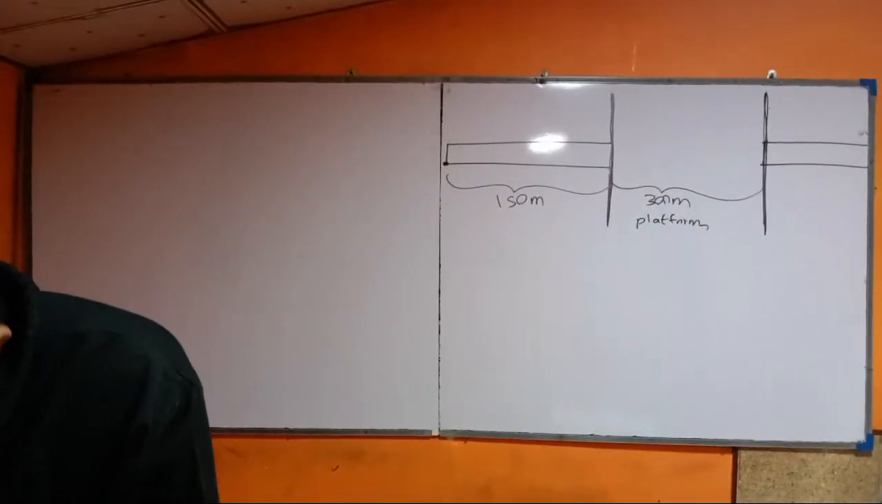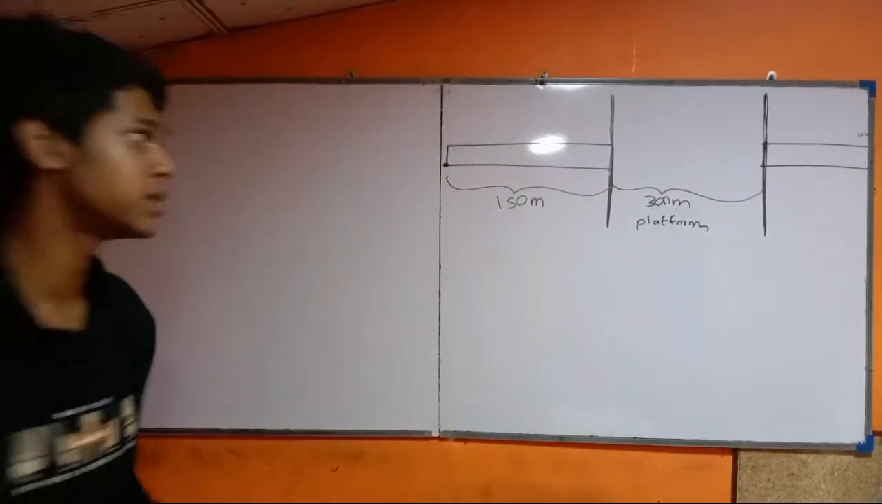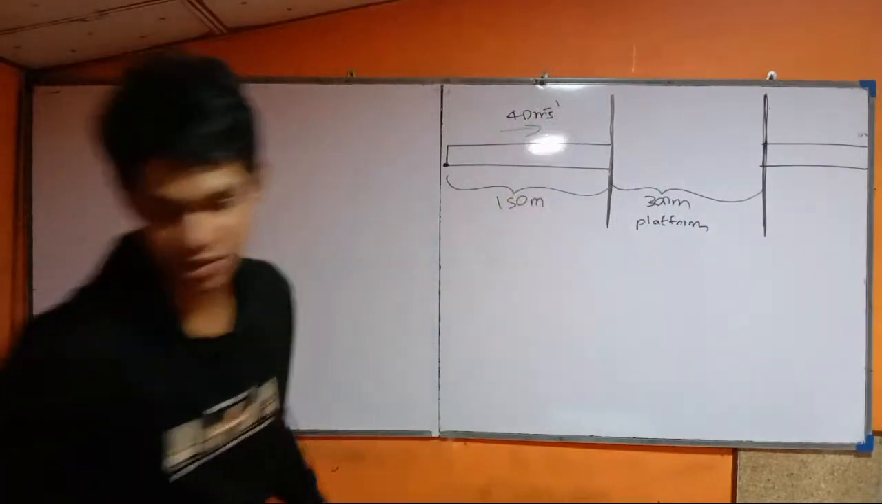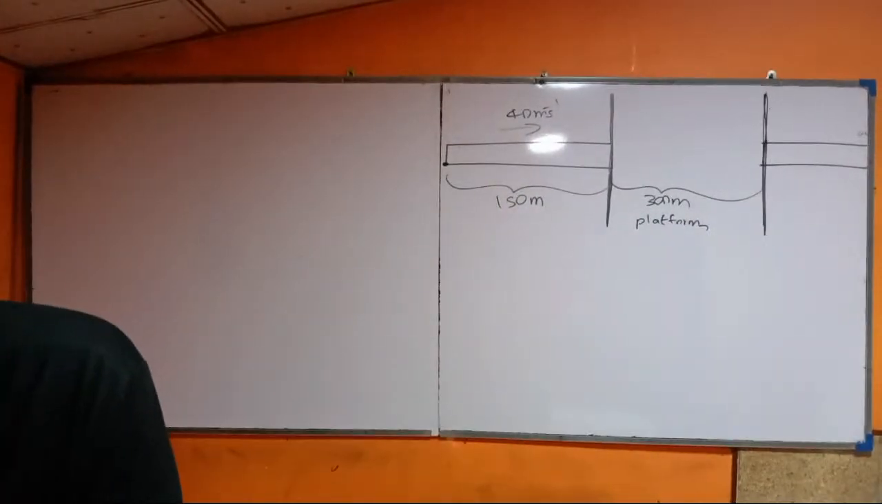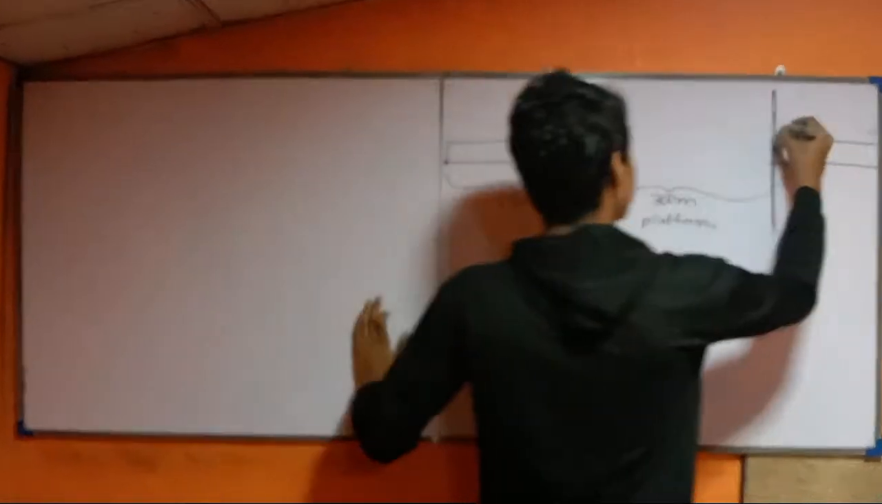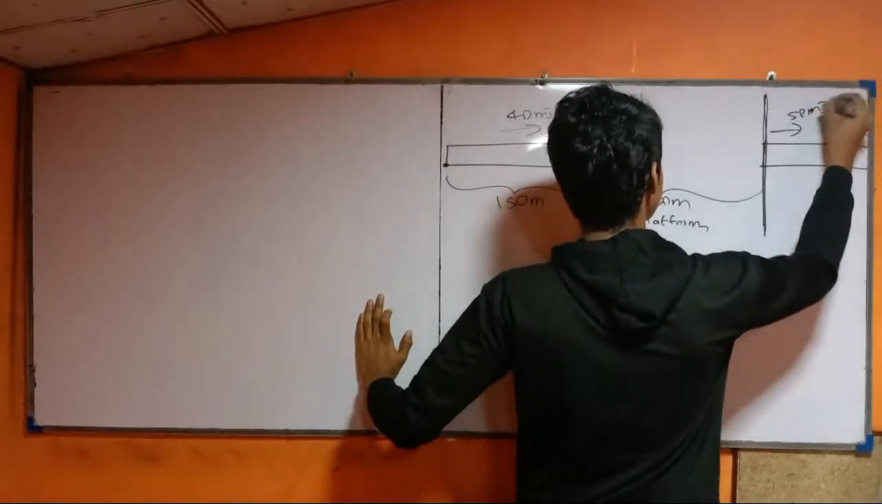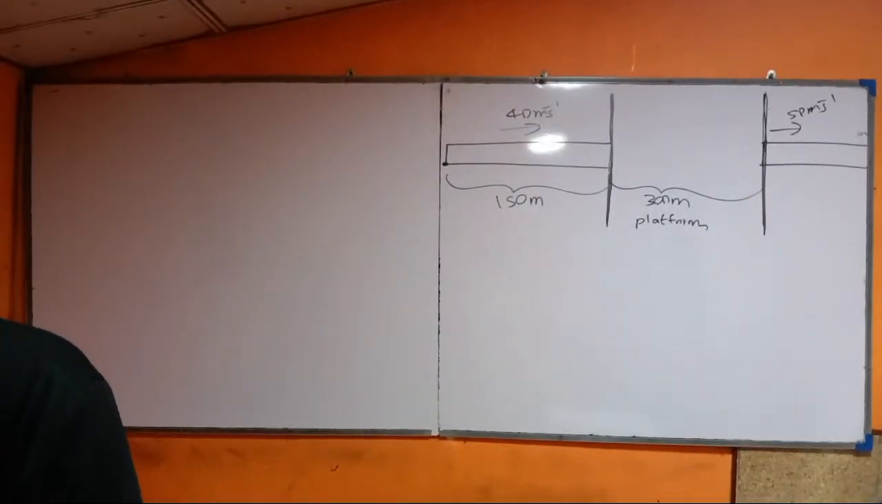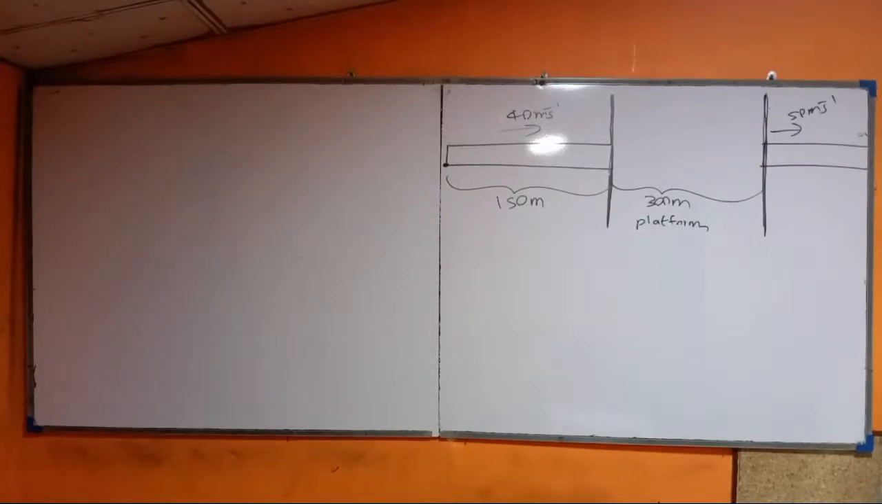A 150-meter long train entered into a 300-meter long railway platform with 40 meter per second velocity. Okay, 40 meter per second velocity. The train passed the platform with 50 meter per second velocity. Here, 50 meter per second. So it has accelerated. The acceleration of the train would be, okay, good.